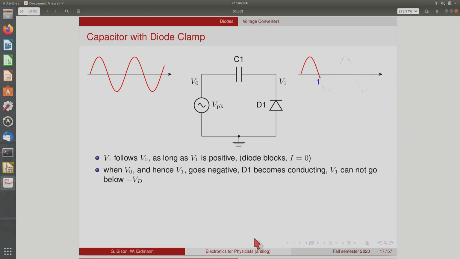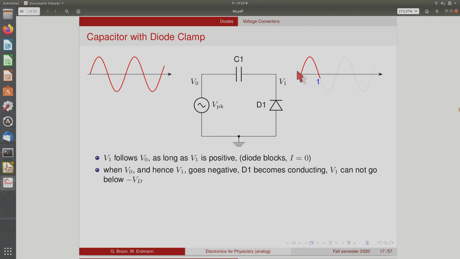Something interesting now happens when you use these clamps together with a capacitor. So let's look at this circuit. We have this alternating voltage here, a capacitor, and a clamp diode on the other side. The output voltage now follows the input voltage as long as this voltage is positive. When this point is positive, the diode blocks, and the capacitor has no choice but to follow. There's no current flowing through the capacitor, so the voltage across the capacitor stays constant. So if this point goes up, this point has to go up as well, and if this point goes down, this point goes down as well.